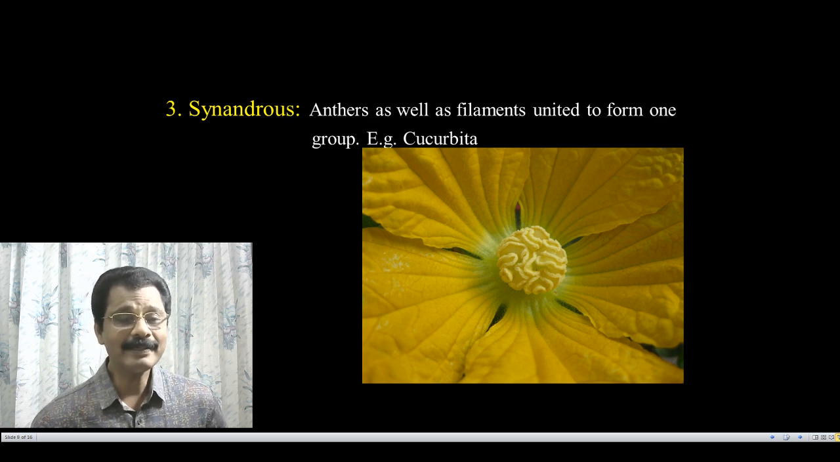Then synandrous condition. Anthers and filaments fused together. Anthers as well as filaments united to form one group. Example, Cucurbita, right?